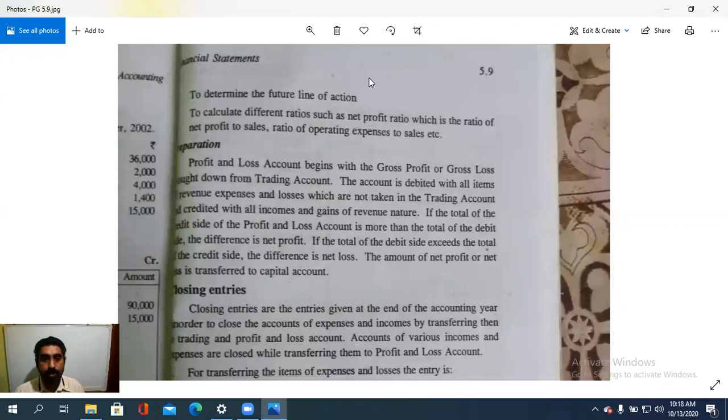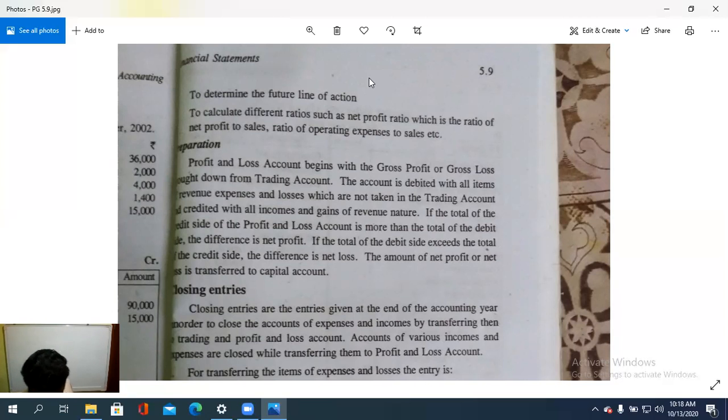Then how is it to be prepared? Profit and loss account begins with the gross profit or the gross loss brought down from the trading account. If there is gross profit, it would be the continuation of the trading account, that is the P&L account. The credit side is to be brought down. And then if there is gross loss, it is to be on the debit side of the P&L account. So that is the first thing.